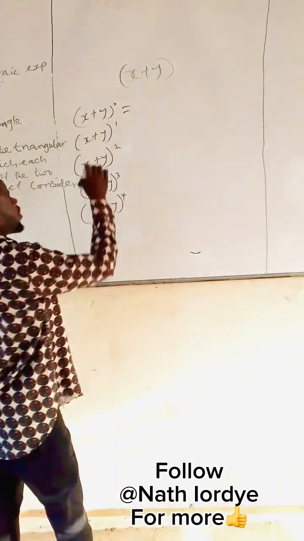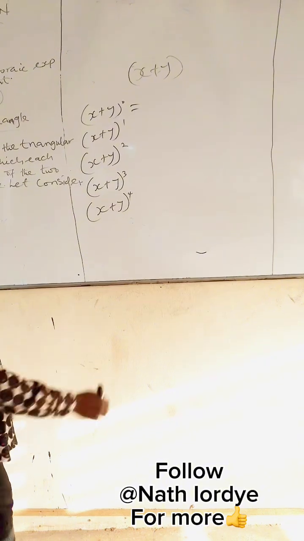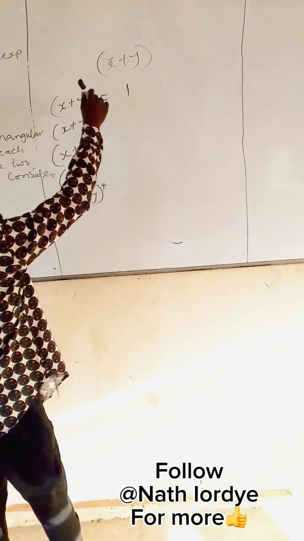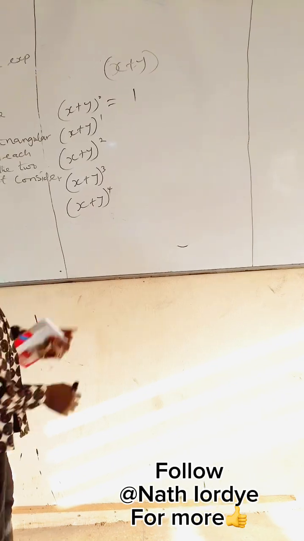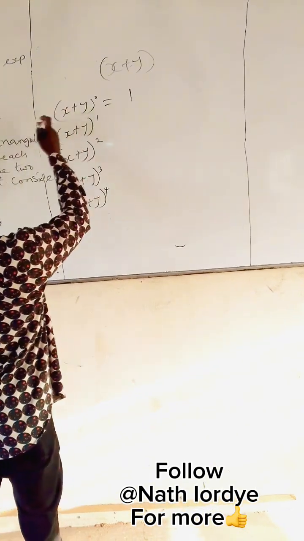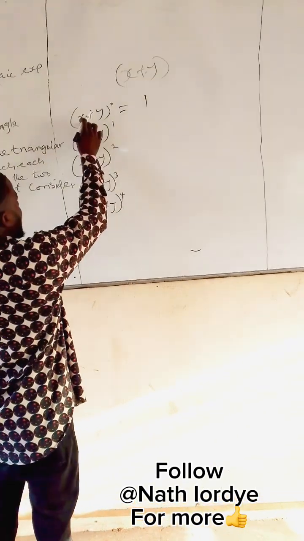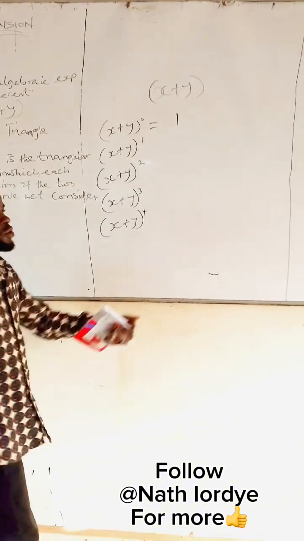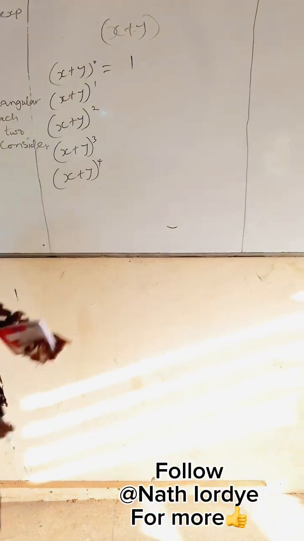So now x plus y raised to the power of 0 is equal to 1. According to Pascal's triangle, when you expand x plus y to the power of 0, you should have 1.